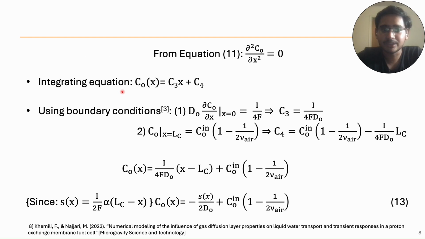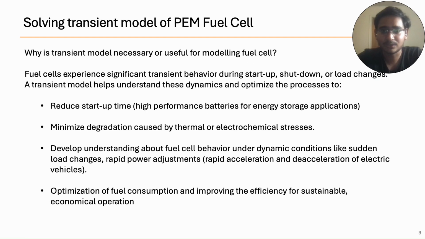From equation 11, we can also obtain a linear equation for the concentration of oxygen, and plugging back s of x, we get c naught of x as this term. Second boundary condition helps define the oxygen diffusion rate at the GDL membrane interface. So as per equation 13, as the water saturation increases, the oxygen concentration decreases. So transport phenomena helps us predict that having more water saturation reduces the cell voltage and thus will lead to reduction in the fuel cell performance.